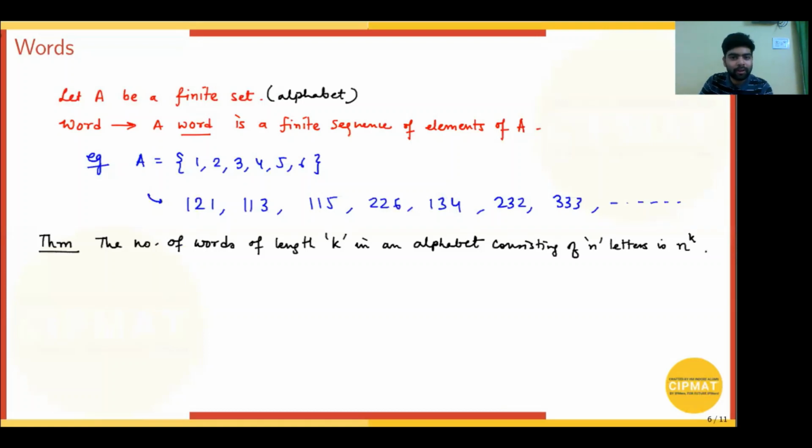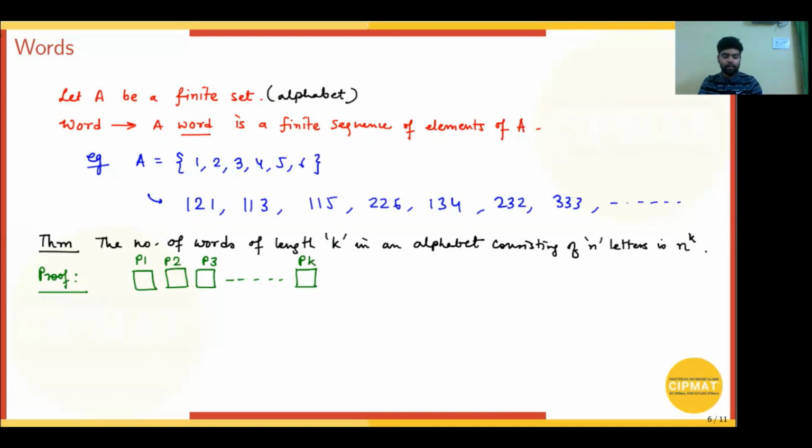You must have heard this before, n to the power k type of permutations. Now let's see the proof of this. The proof will be something like this: I want to make a word of length k. That means I have the first place, second place, third place. In this way, I have k places. This is place number 1, this is place 2, this is place 3, and in this way we go till place k. I hope this is clear to everyone.